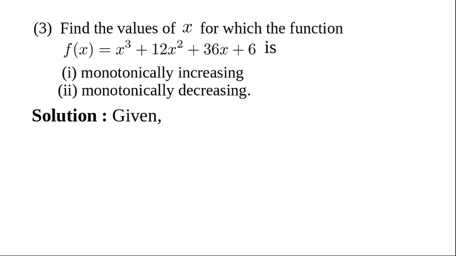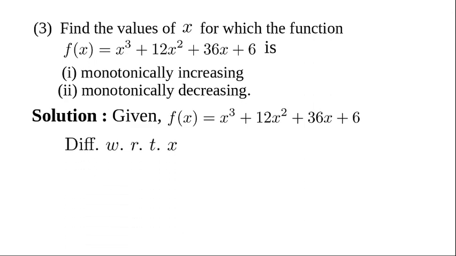Find the values of x for which the function f of x equal to x cube plus 12x square plus 36x plus 6 is monotonically increasing and monotonically decreasing. We are given that f of x equal to x cube plus 12x square plus 36x plus 6. Differentiate with respect to x. This is the common procedure for all the problems of this kind. Differentiate, f dash of x is equal to 3x square plus 24x plus 36.